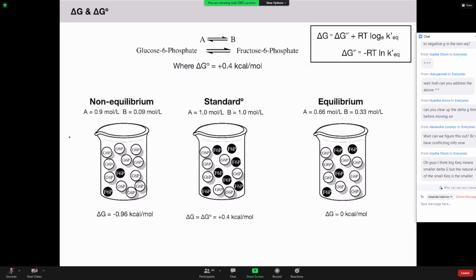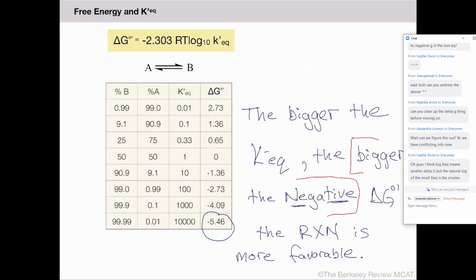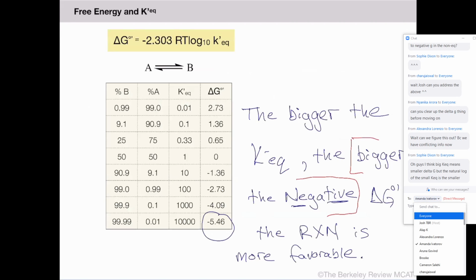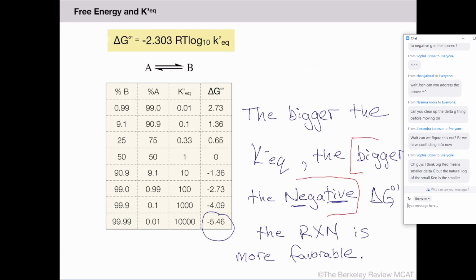Okay. So someone's just saying, can you clear up the delta G thing? Gotcha. So here's delta G naught prime. The best way to understand these kinds of equations is to just start plugging in the numbers. What happens when you take a KQ of 0.01 and plug it into the equation? You're going to get a positive delta G naught prime. And as this number gets smaller, as the KEQ gets bigger, you're going to have a bigger negative delta G naught prime.